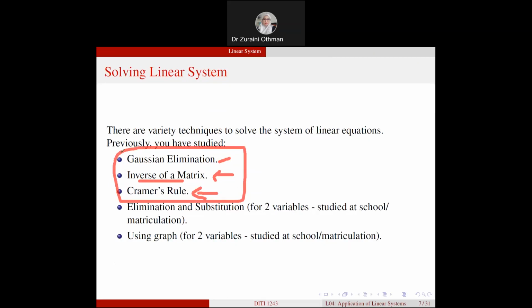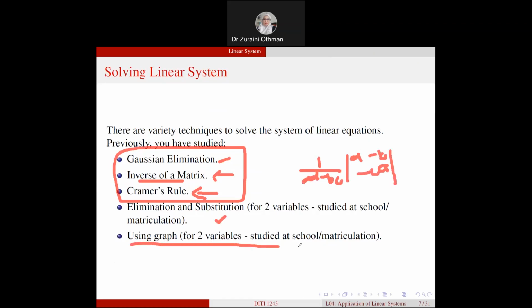Okay, then we have elimination and substitution for two variables studied at school. Yang ni ialah yang kita belajar, 1 over AD tolak BC macam tu. AD tolak BC, this is the one yang kita belajar dulu. Kat sini D, A, negative B, negative C, yang tu kan.